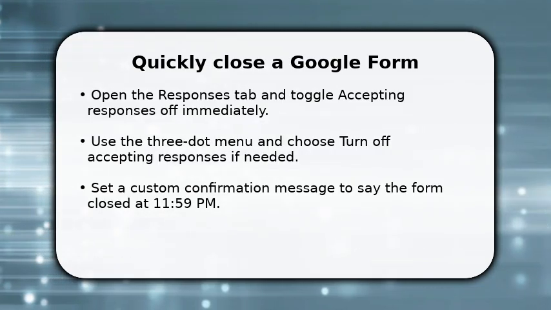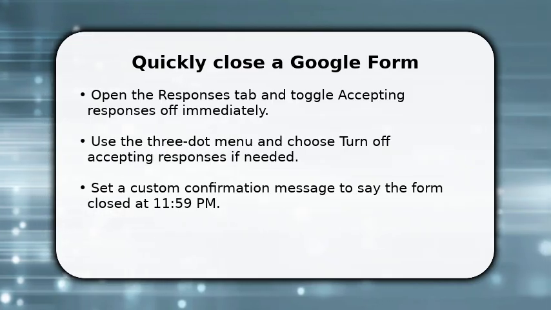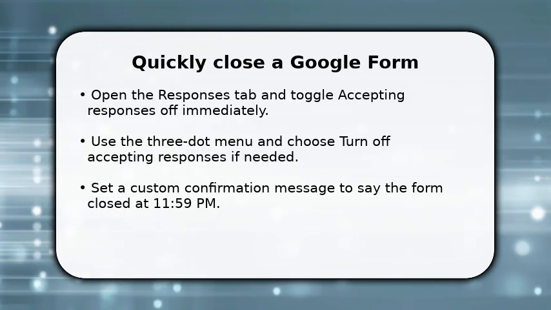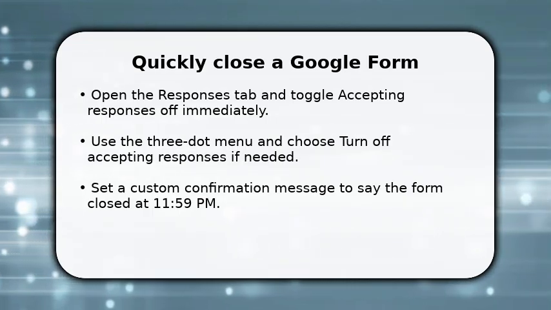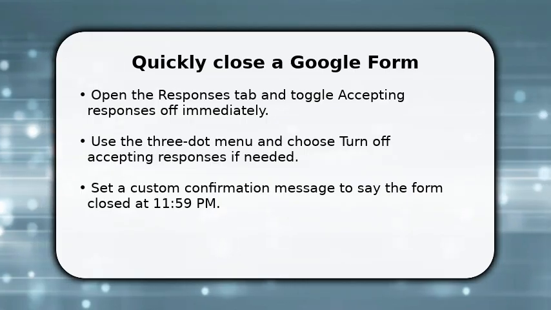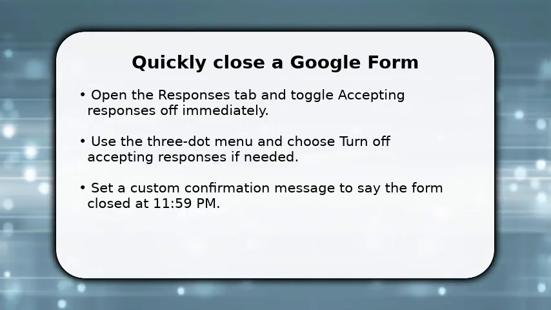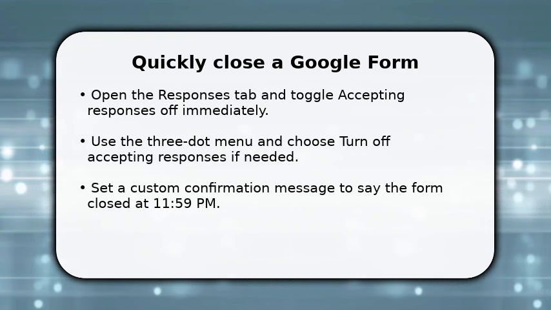Next, open Settings and add a custom confirmation message that reads the form closed at 11:59 p.m. Save settings so respondents see that message. Confirm the toggle shows the form is no longer accepting responses. Return to the editor when you finish.